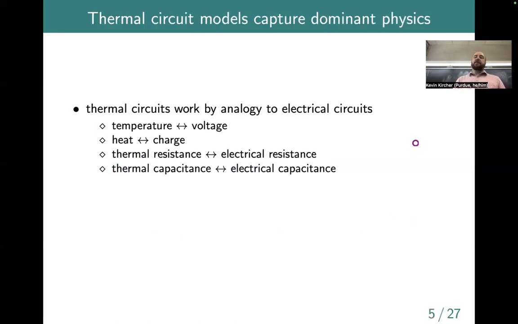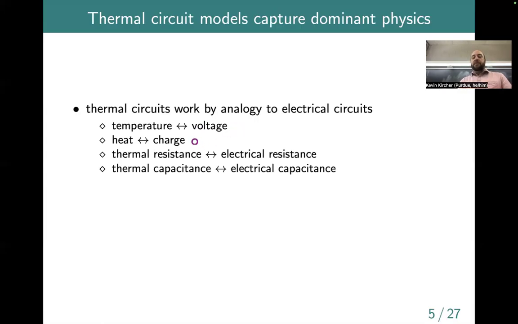Okay, so a thermal circuit is what it sounds like. It's like an electrical circuit, but rather than having charge flowing around, we have heat flowing around. And there's a clear and direct analogy between DC electrical circuits and thermal circuits. So the idea here in this analogy is that temperature is sort of the driving potential in the same way that voltage is the driving potential in an electrical circuit. So there's an analogy between temperature and voltage.